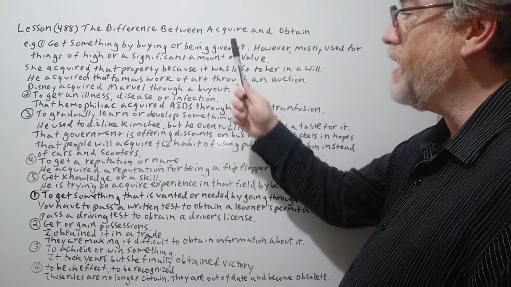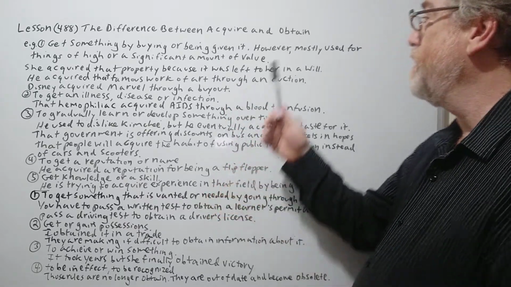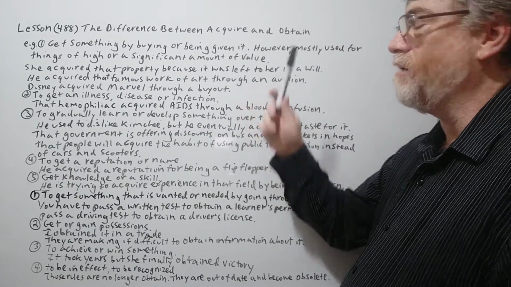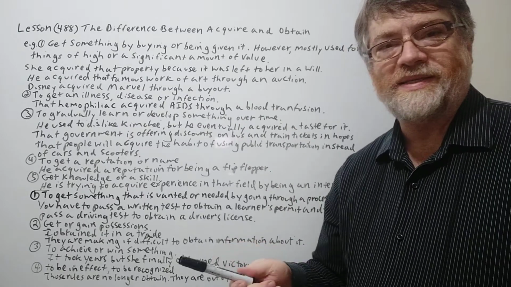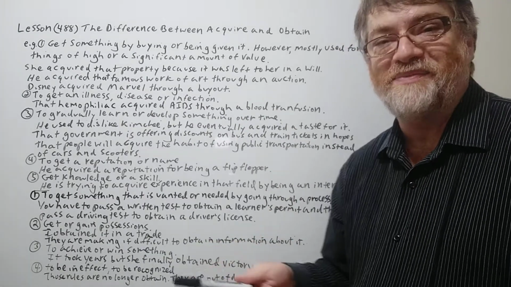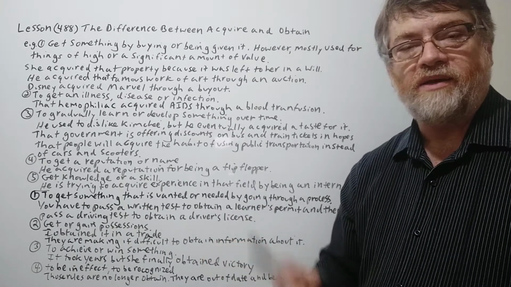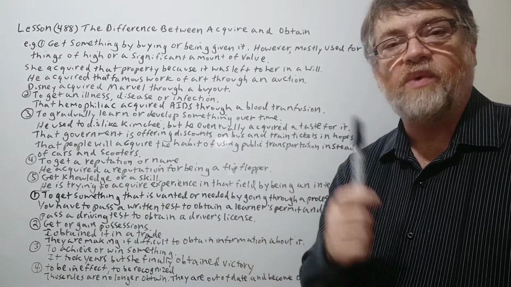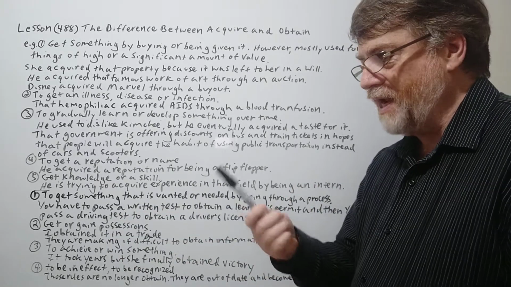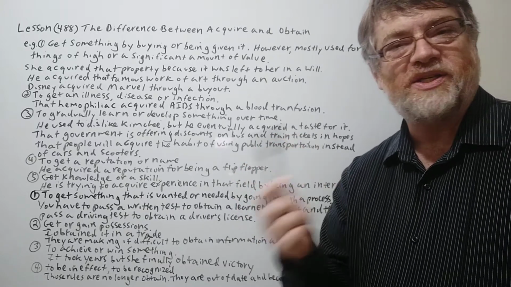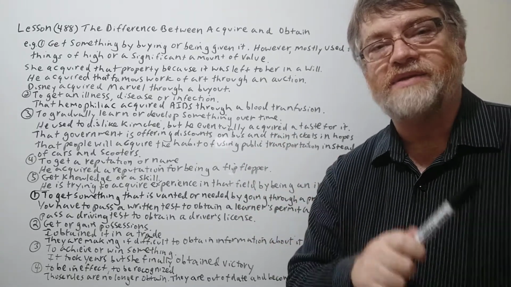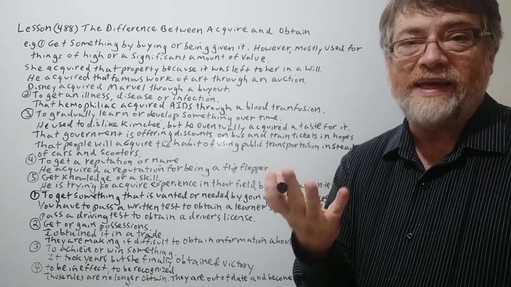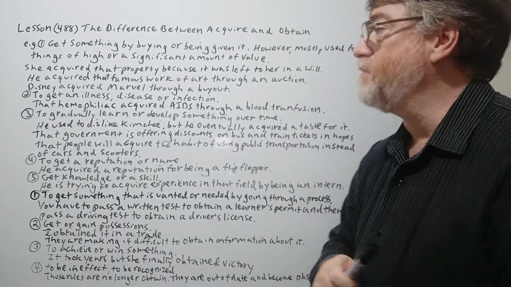To get something by buying it or be given it. However, mostly used for things of high or a significant amount of value. Somebody doesn't say, I acquired a Coca-Cola, for example. It's too cheap. It's something of significant value, probably at least thousands of dollars or something. I probably wouldn't say I acquired this pen. It just sounds too formal, sounds a little strange, sounds out of place. But could you say you obtained the pen? Maybe. Probably get would be the best here.